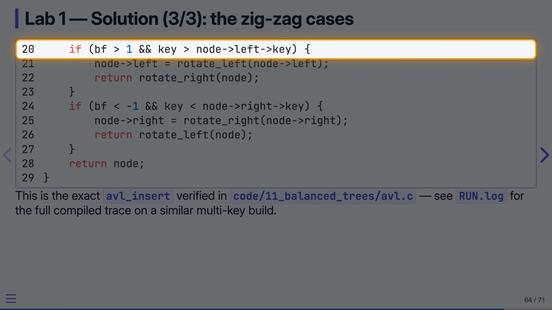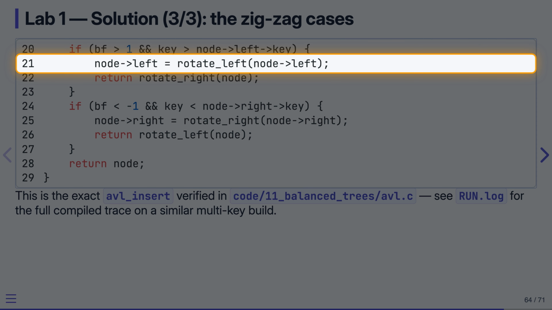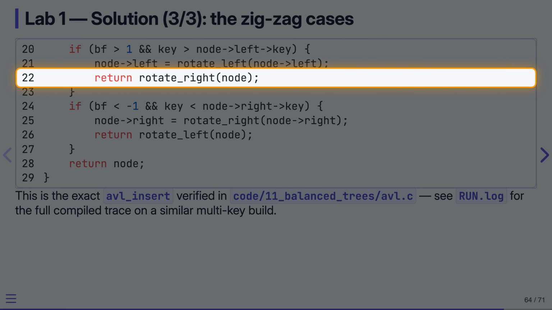The left-right case: the balance factor is greater than 1, but the key went to the right of the left child. That is a zigzag. First, we rotate the left child to the left. That turns the zigzag into a straight left-left shape. Then we rotate this node to the right and return the new root.